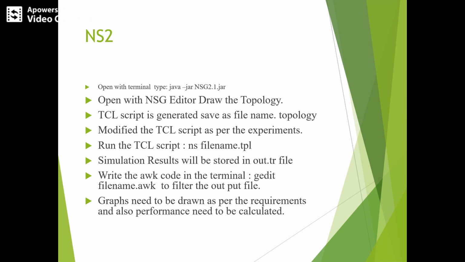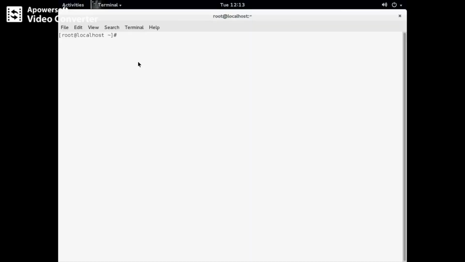Next we need to write an AWK code in the terminal, by writing gedit file name dot awk. There we need to write the awk code to filter the output file, wherever the graph needs to be drawn as per the requirement, and also for performance calculation. Today we are going to implement a simple ESS with a transmitting node in wireless LAN by simulation and determine the performance with respect to transmission of packets.